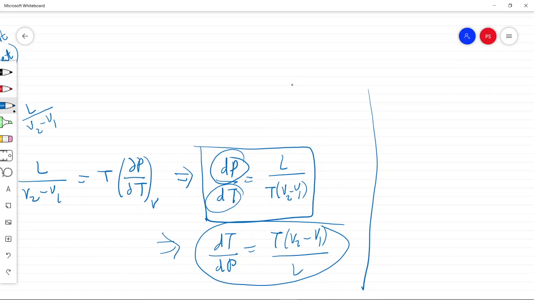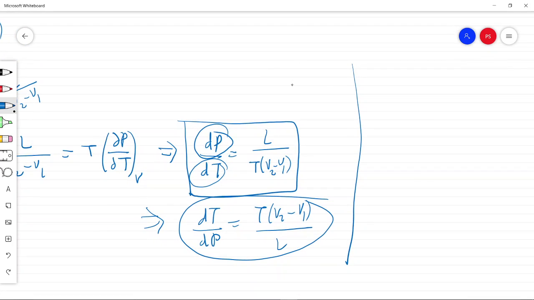Fine. So this equation can directly give us by how much the temperature corresponding to a phase change changes when we are provided with the change in pressure, given the values of latent heat corresponding to that phase change, the value of temperature at which the phase change occurs, and the change in volume corresponding to that phase change for the given substance.